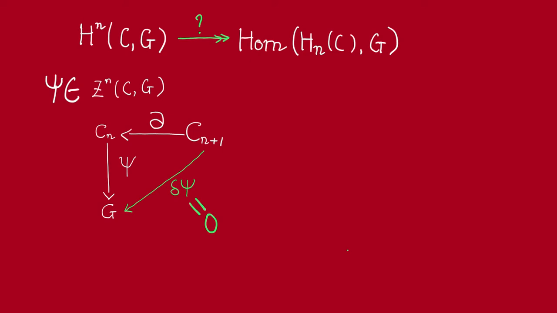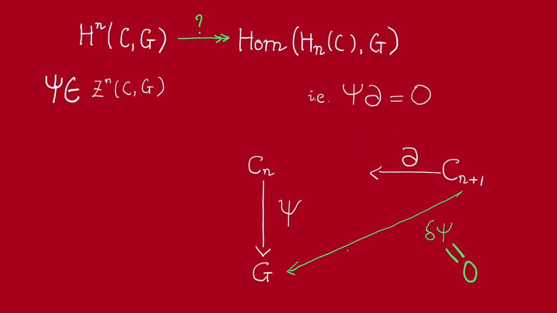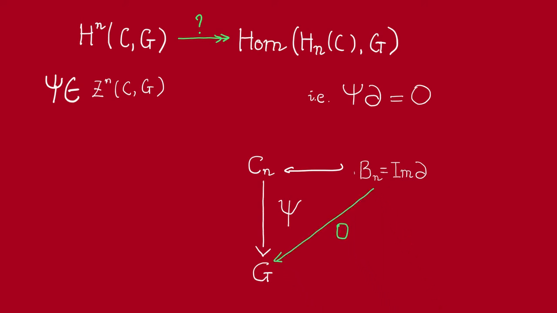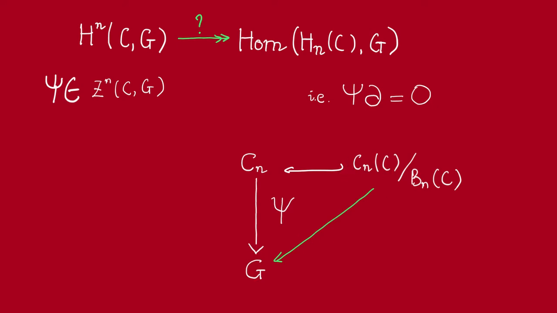Now observe that the fact that this map is 0 implies that this composition must be 0, i.e. psi must vanish on the image of this boundary map. But the image of this boundary map is just the group of n boundaries. After all, that's where the name comes from. Therefore, psi maps all the boundaries to 0. Thus, it must factor through this quotient of the n chains by the n boundaries.